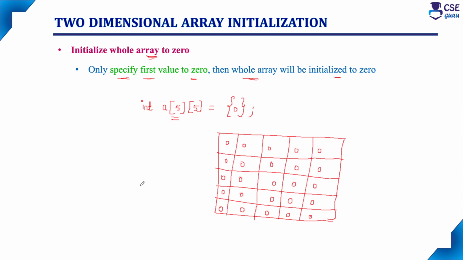So these are the 3 different methods to initialize 2-dimensional array values. That is, initializing all specified memory locations, partial array initialization, and initializing the whole array to 0.